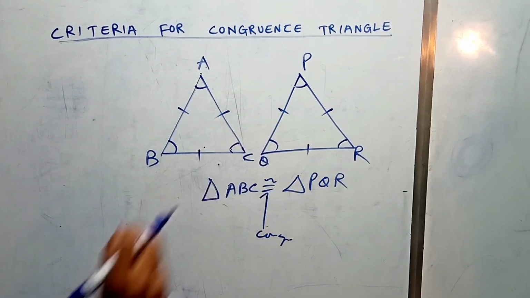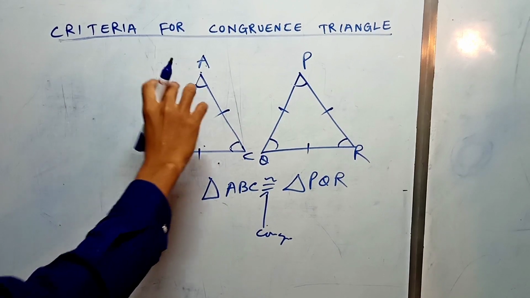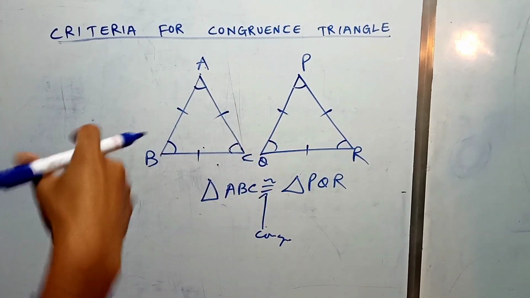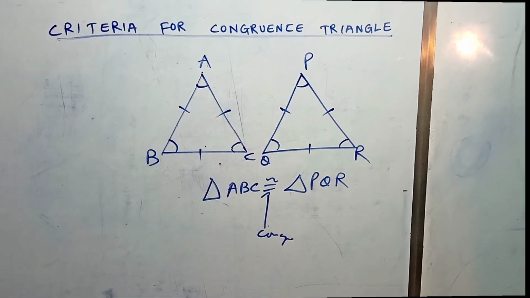Only when all the sides and the angles of this ABC and PQR are equal, that means you can say that these two triangles are congruent.